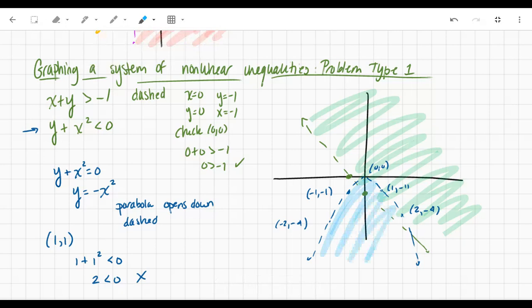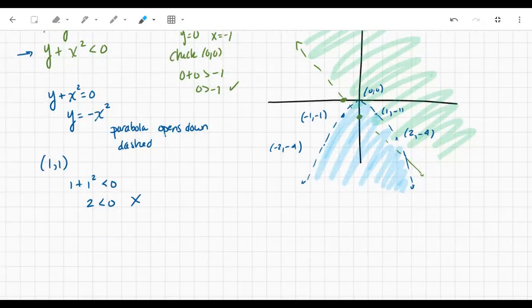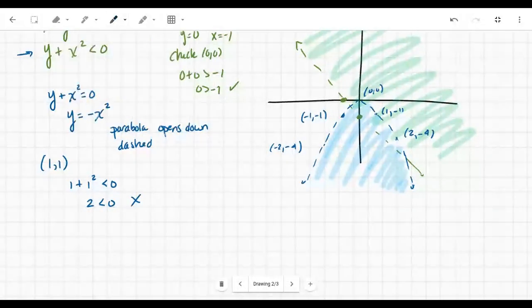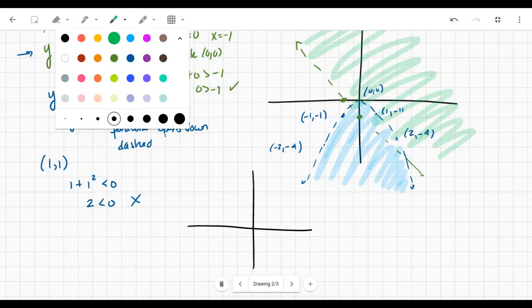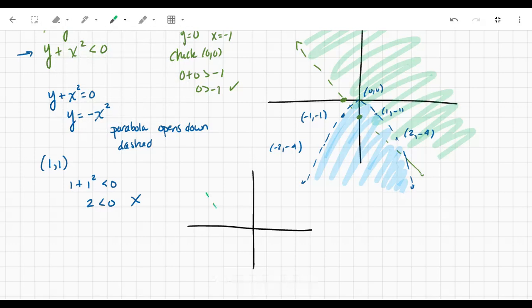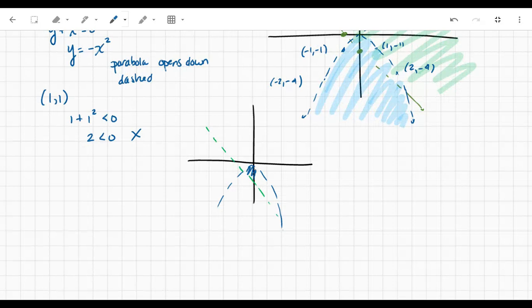Okay. So now my final answer, again, as always, is just where it overlaps. So my final answer, I would have the line. I would have the parabola. And the shading would be in between the two. Okay. All right, I think we only have one more left.